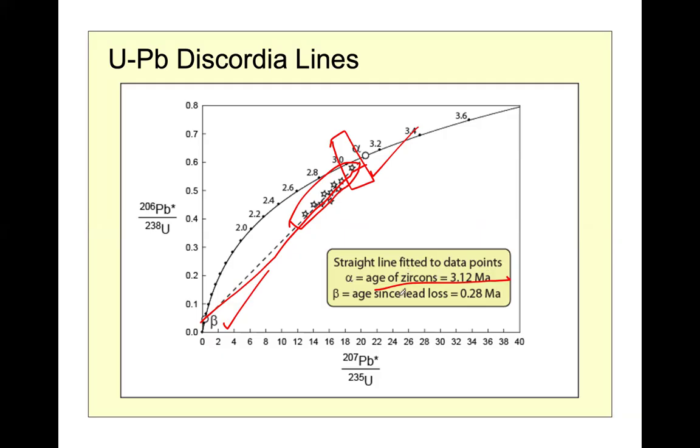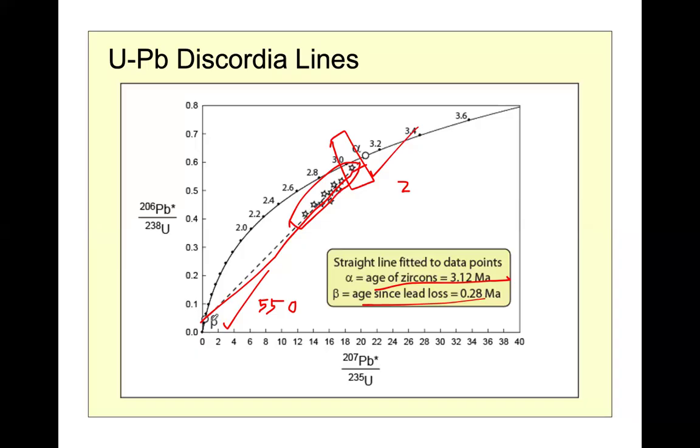The lower intercept corresponds to the age since the lead loss, the time after the lead loss, right? For example, in Sri Lankan rocks, if you measure Sri Lankan zircons, you will see this type of discordia in most cases. So it might represent 3 Ga or 2 Ga as the upper intercept, and the lower intercept is most probably 500 to 550 Ma. What is this age? 550 Ma. It is also an important age. That is the metamorphic age, right?